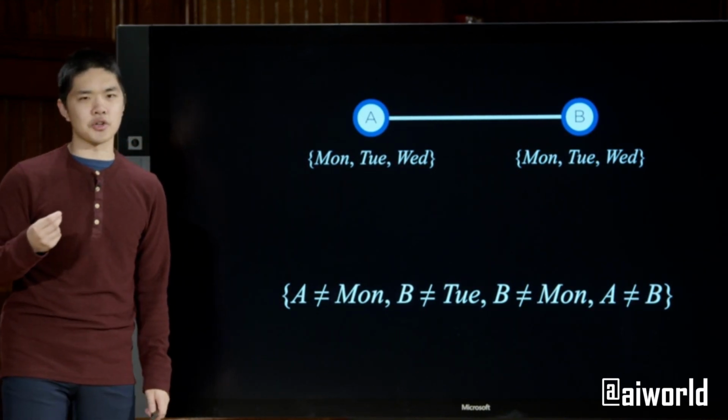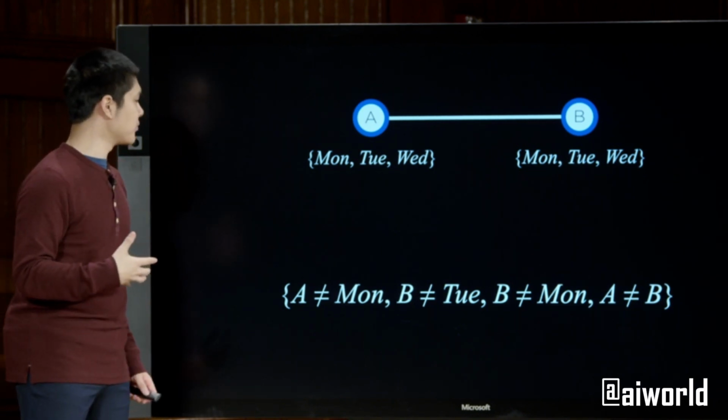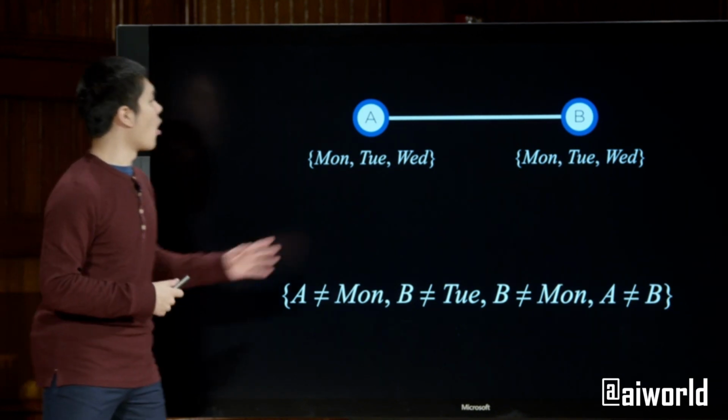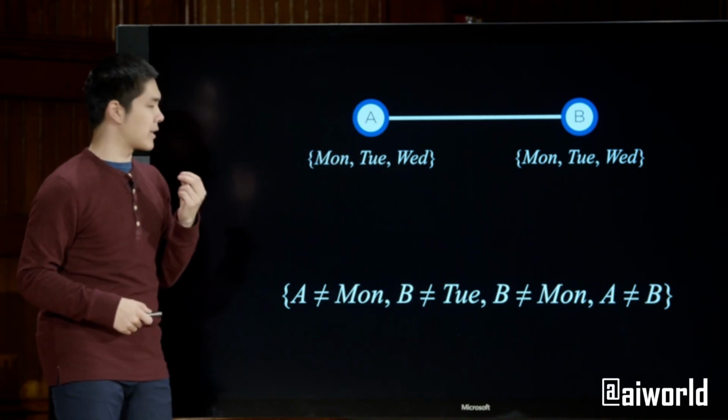And what we can now try to do is enforce node consistency. And node consistency just means we make sure that all of the values for any variable's domain satisfy its unary constraints.